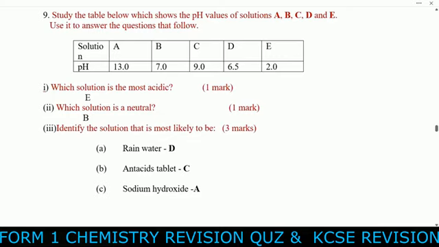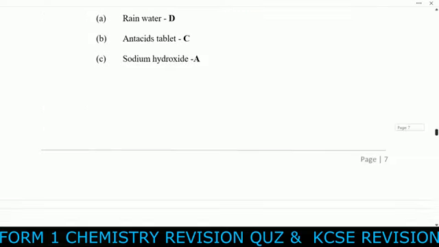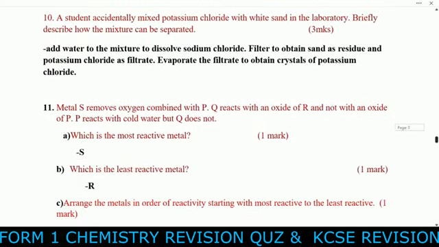Then you are told to identify the solution that is most likely to be rainwater. That one is D. A solution that is most likely to be an antacid tablet. That one is C. Then a solution that is likely to be sodium hydroxide. That one is A. We go to the next question, number 10.